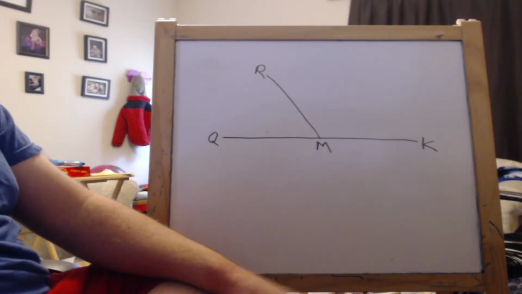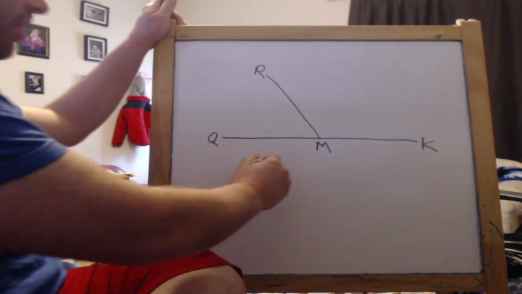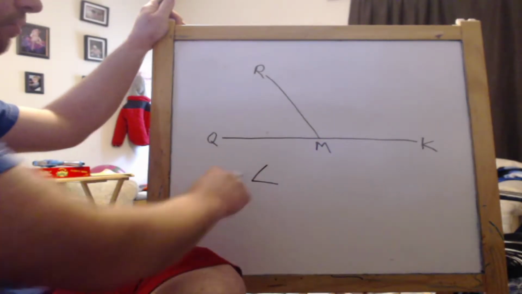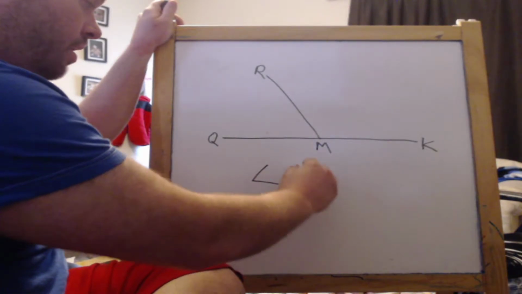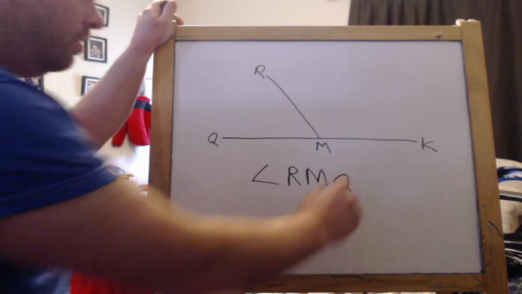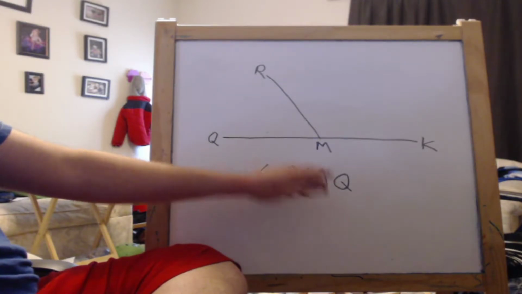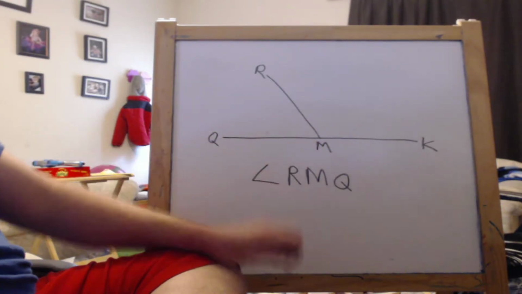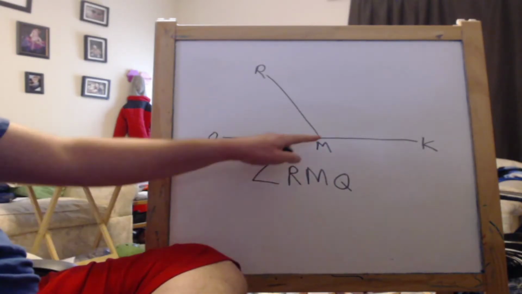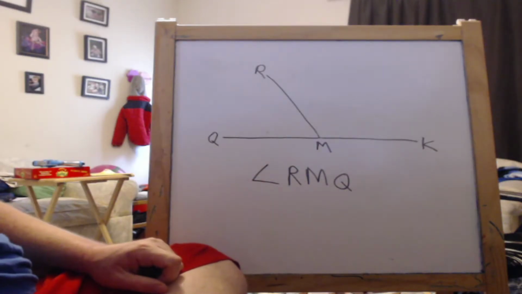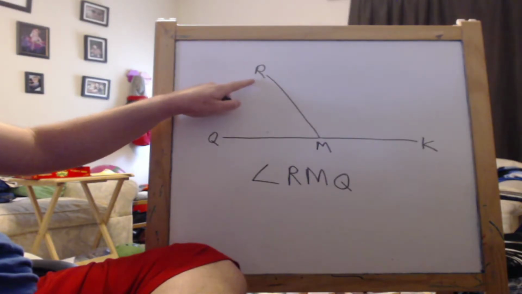Number one, how you name an angle is it will always be something like this. It'll say angle, and then it'll be something like RMQ. Now, the middle letter is what you have to pay attention to, because the middle letter will be the vertex. It will be the point where the actual angle is. And the other two letters are where the angle starts and stops, right?